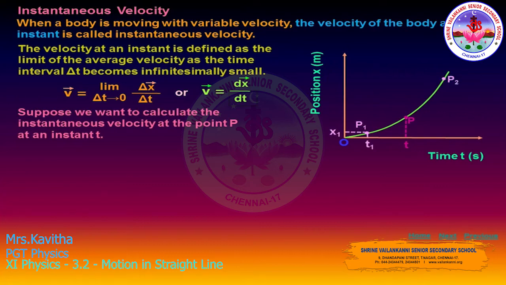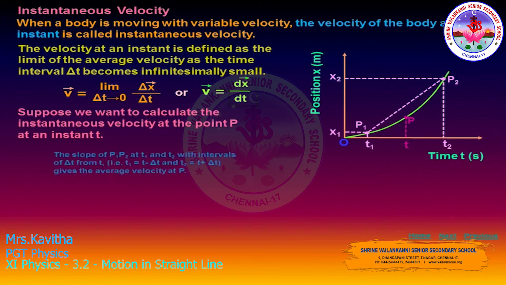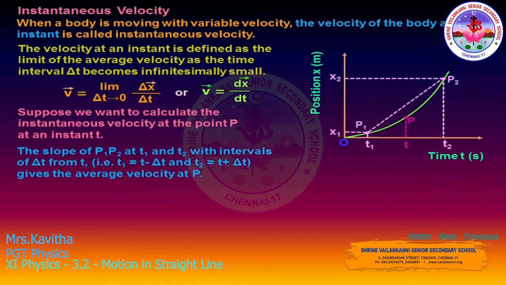Now we have to take P1 at T1 and P2 at T2, right? The two points we have to take. The slope of P1 P2 at T1 and T2 with intervals of del t from t, that is, T1 equals t minus del t and T2 equals t plus del t. We have taken the two points like that. It gives the average velocity at point P where we want to calculate the instantaneous velocity.